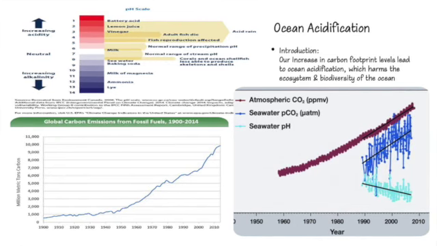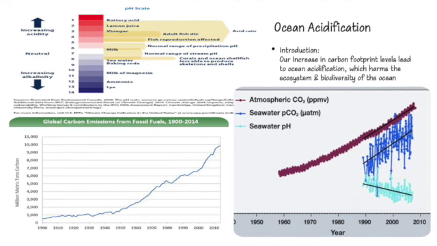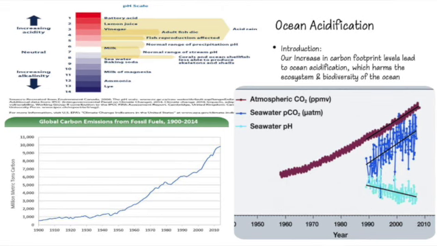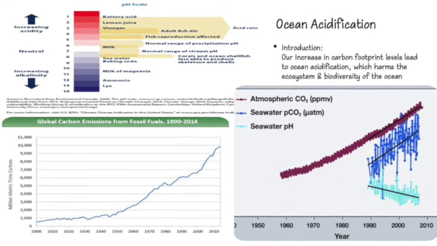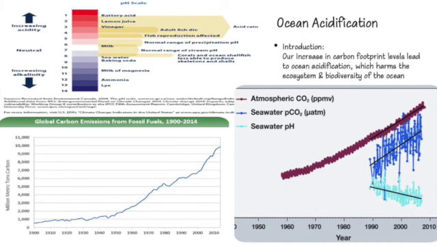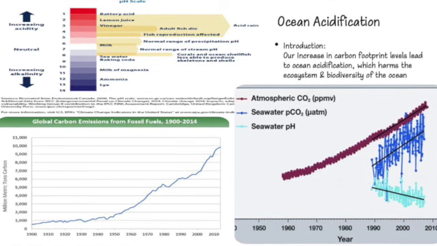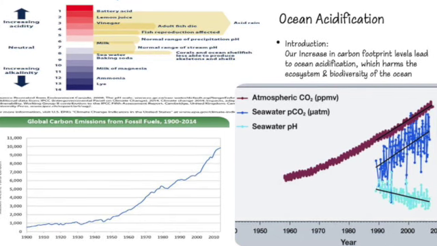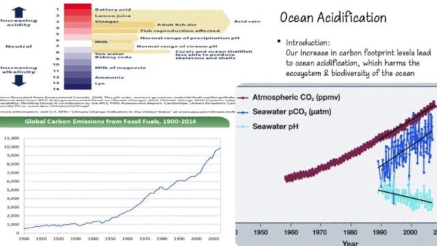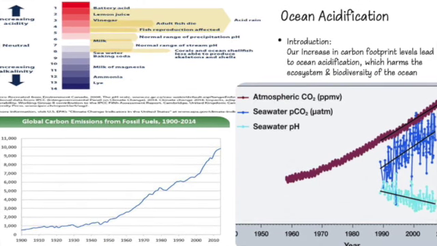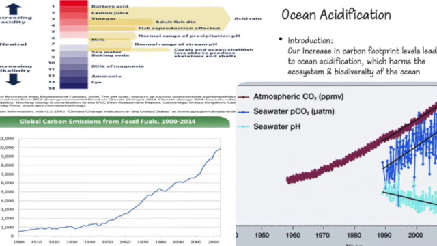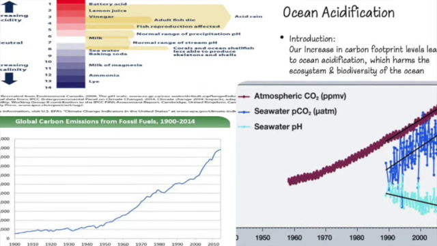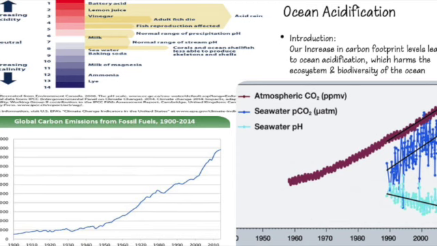Discussing ocean acidification. But before we get into that, it's important to note that humanity's carbon footprint has increased dramatically within the last century due to the usage of fossil fuels in our daily lives. Utilizing these resources has caused high amounts of carbon to be absorbed by the ocean, which in turn has offset the ocean's pH levels. This offset has led to ocean acidification, which harms ocean ecosystems as well as its biodiversity.